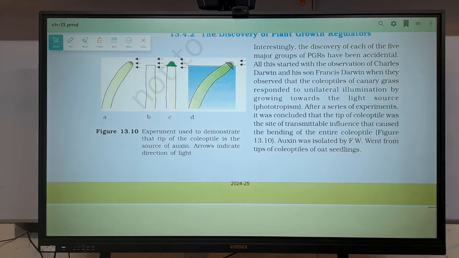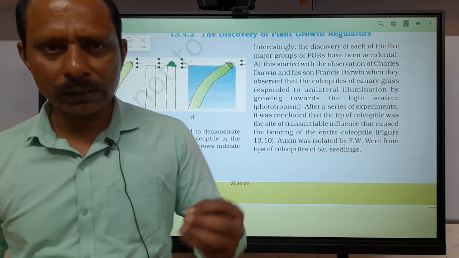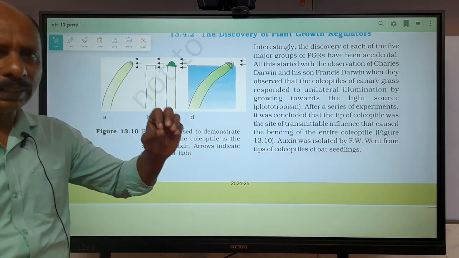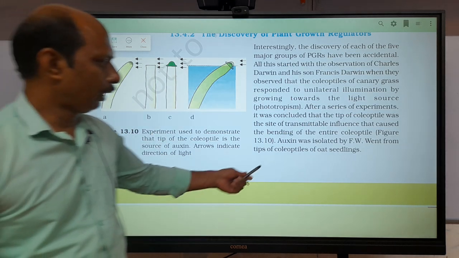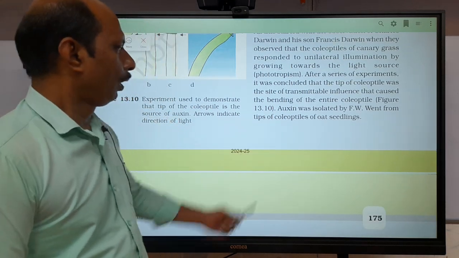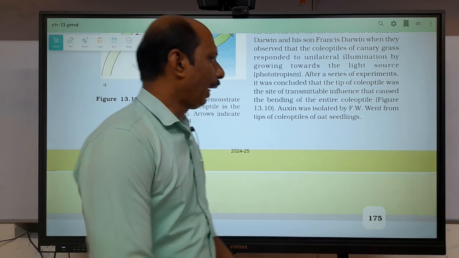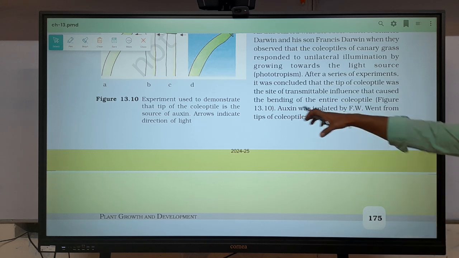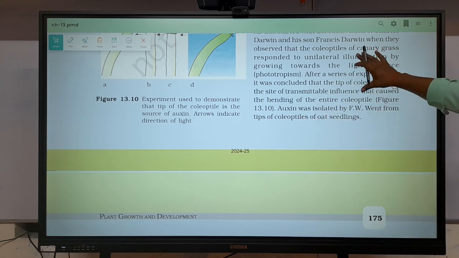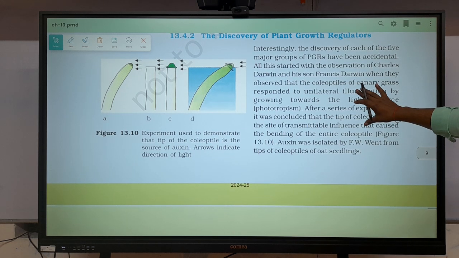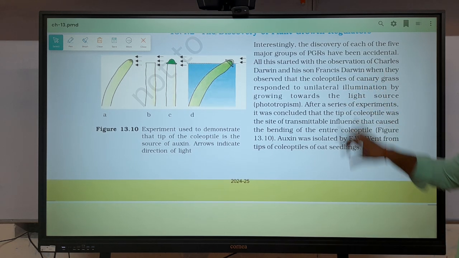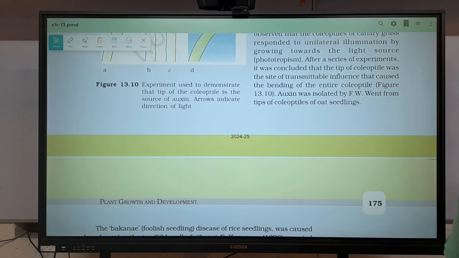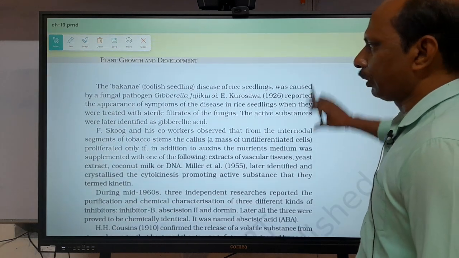Which one, the tip? That means the tip has some specific chemicals or substances which are responsible for phototropism, and these substances were crystallized, and after some time it was identified that they are auxins. The first auxin was isolated by F.W. Went from tips of coleoptiles of oat seedlings. So in the discovery of auxin, we have 3 scientists: first Charles Darwin, the father, and his son Francis Darwin, and it was isolated by F.W. Went.